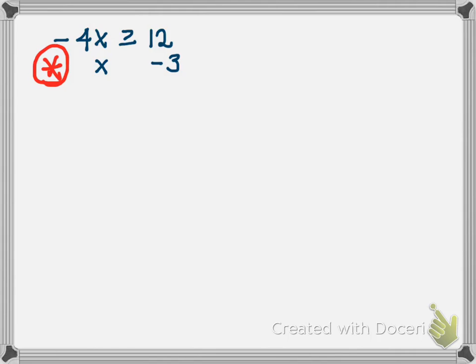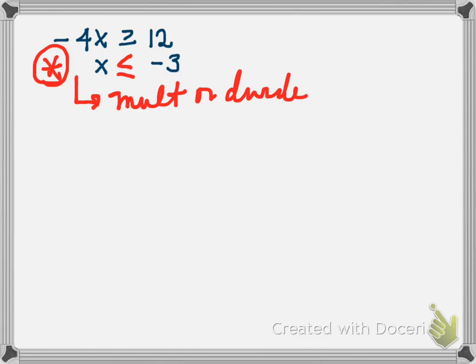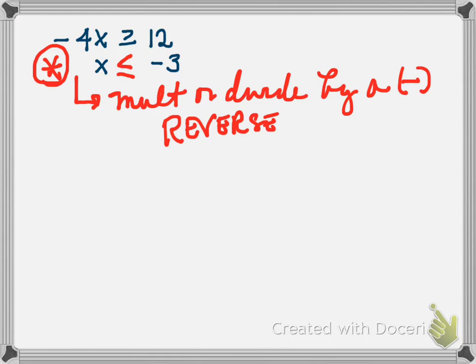When you multiply or you divide by a negative, and in this case I divided by negative 4, you have to reverse the inequality. So this greater than or equal to sign now needs to become less than or equal to. So what did I just say? When you multiply or divide by a negative, you have to reverse the inequality.